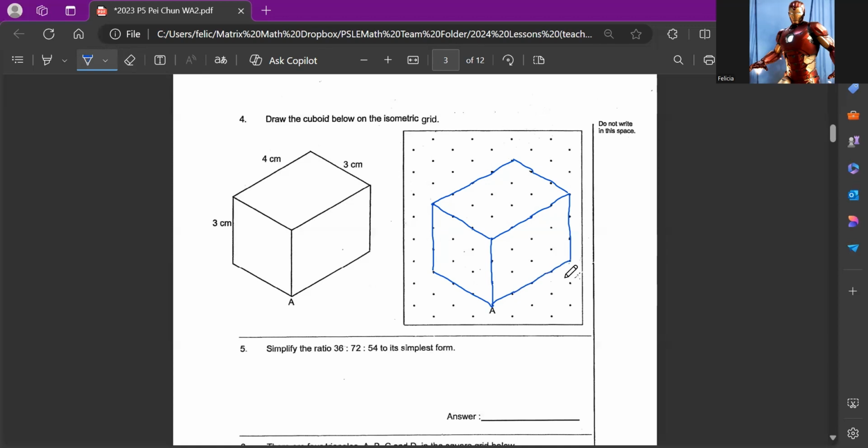Make sure that the final result really does look like the cuboid on the left-hand side. The lines should be parallel. What do I mean by that? That means they're all parallel. Breadth, breadth, breadth are parallel. Length, length, length are parallel. This is how you do a double check.